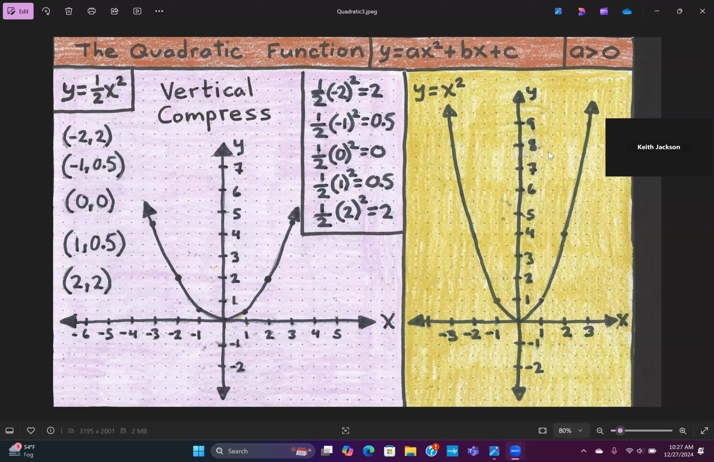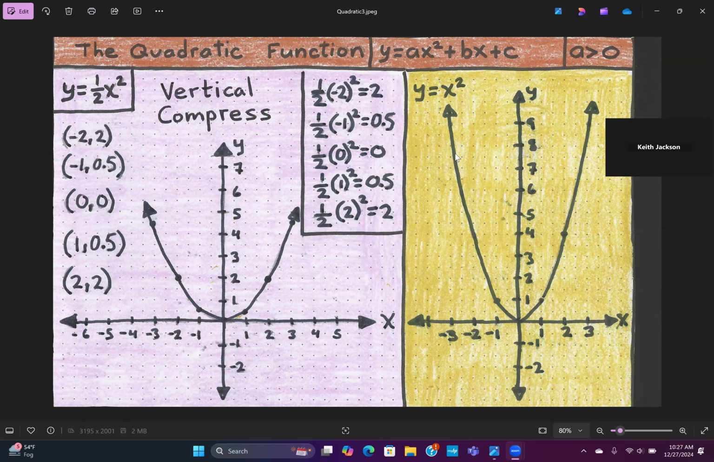We're continuing our study of the quadratic function, keeping in mind that it is represented by y is equal to ax squared plus bx plus c, and because the arms are facing upward, a is greater than 0. In previous videos, we compared our parent function, the one that you see over here on the right, to the vertically stretched functions. But today, we're going to compare our parent function to vertically compressed functions.